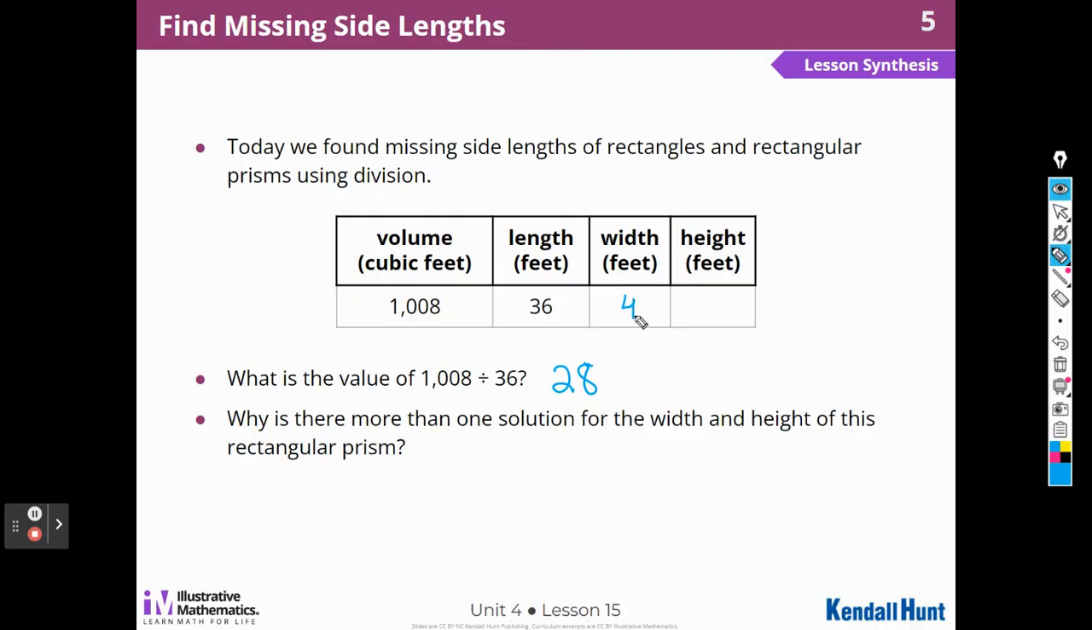We could get 4 times 7. We could do 2 times 14, right? There are lots of different numbers here. And we could do 1 by 28, couldn't we? We could. There's lots of different things. We could do 7 and 4 instead of 4 and 7.